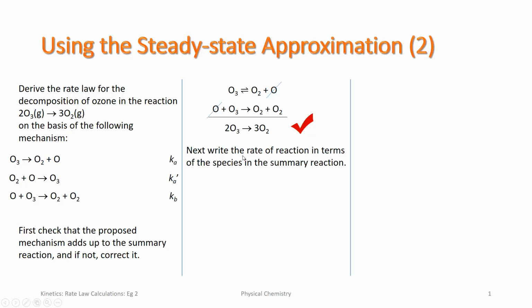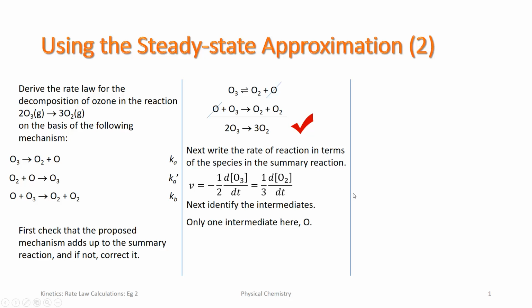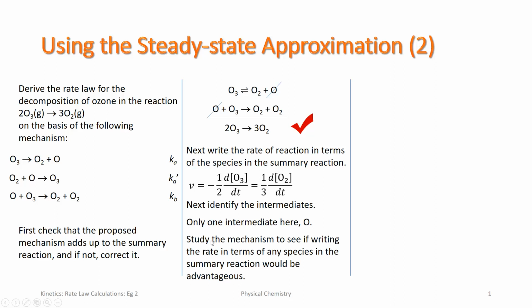Next, we write the rate of reaction in terms of the species in the summary reaction. We've only got 2, ozone and molecular oxygen, and so the rate of reaction must be equal to these expressions here. Now we identify the intermediates, which is very easy to do in this case. We've only got 1 chemical that doesn't appear in the summary reaction, and that's atomic oxygen.